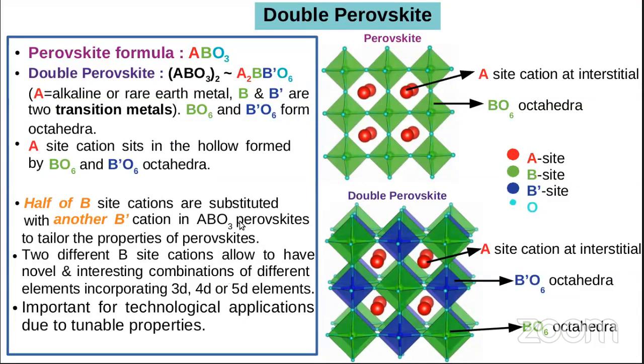Next, here is a brief description of double perovskites. Perovskites have the formula ABO3, where BO6 octahedra are corner sharing and make interstitial voids where the A-site cation sits in. In double perovskites, as if we are doubling the perovskite formula, it takes the form A2BB'O6, where B and B' are two transition metals. Here also BO6 and B'O6 are corner-sharing octahedra, and the A-site cation sits in the interstitial void. Due to the presence of two types of transition metal, double perovskites have interesting properties, and their properties are tunable.